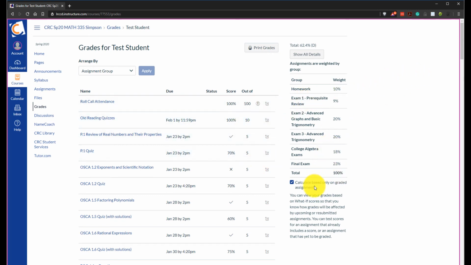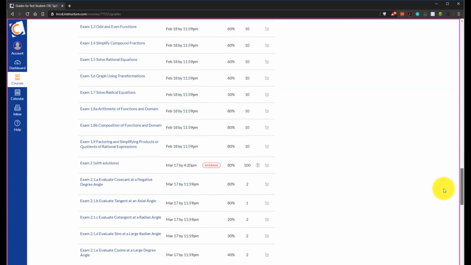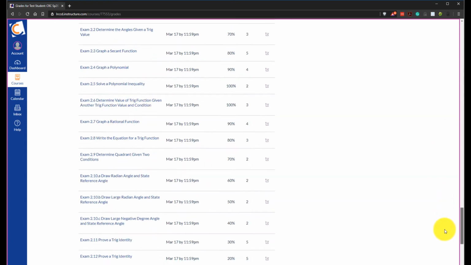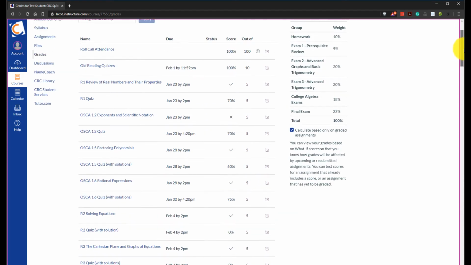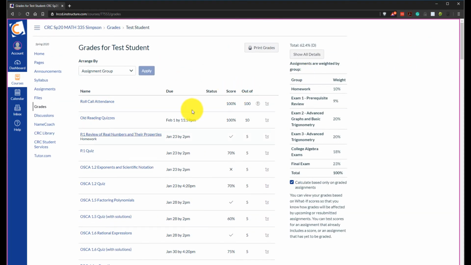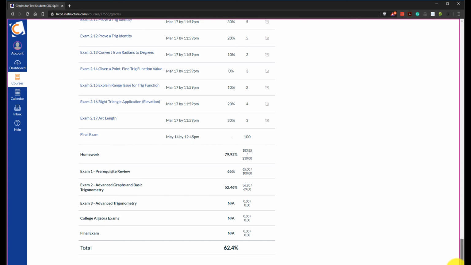Now, there is a what if feature in Canvas that you're welcome to use, but I find that if you have a lot of assignments, which my students do, it would be overwhelming to do the what if thing here. So instead of doing what if analysis here, I'm just going to take a look at my current grade, or grades I should say, in each category.